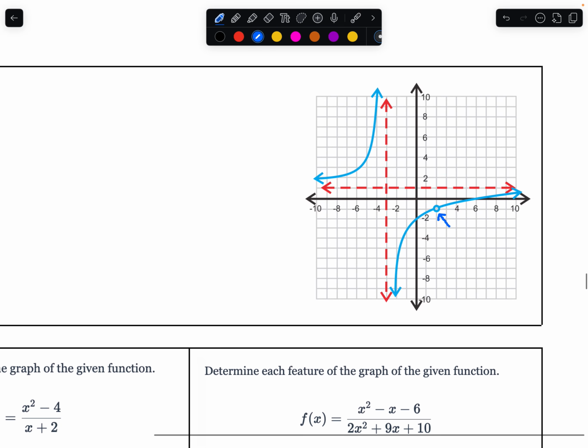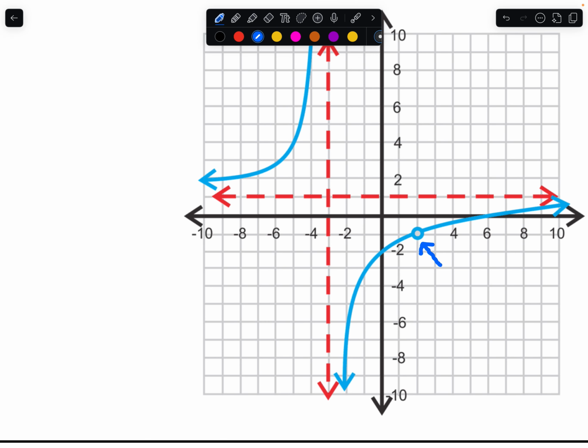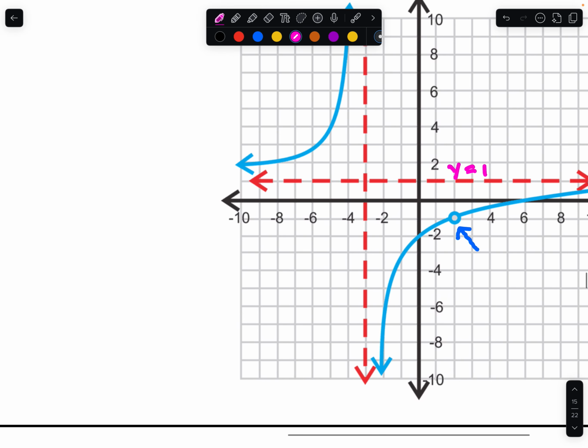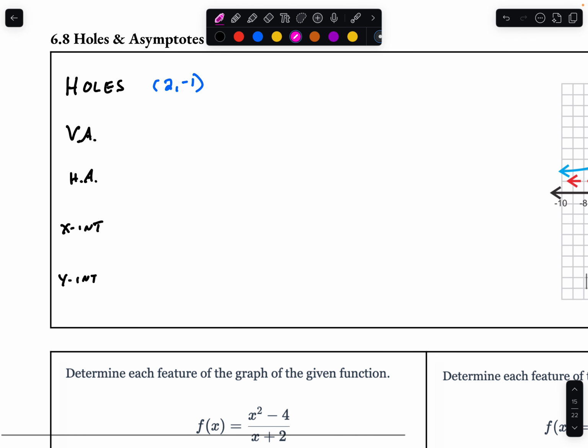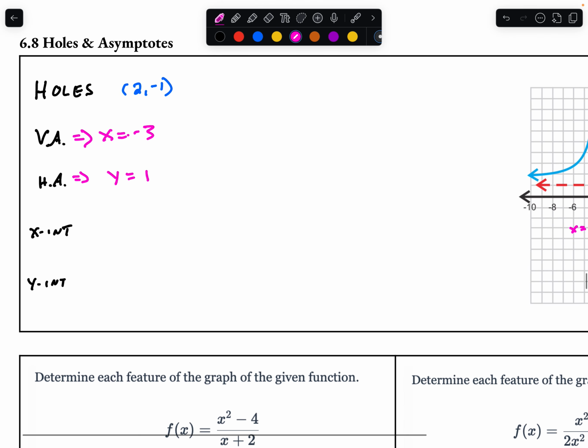And now what else can we see here? We can find our horizontal asymptote at y equals 1, and then our vertical asymptote at x equals negative 3. So those are our two asymptotes visually, right? So we've got a vertical asymptote at x equals negative 3, and then our horizontal asymptote at y equals positive 1.